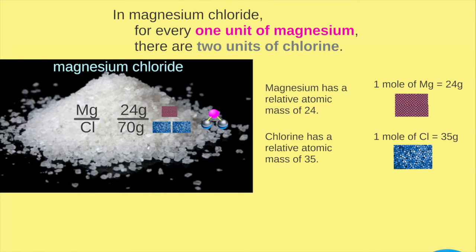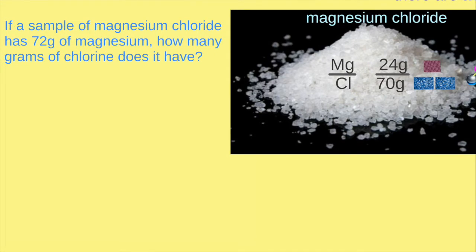Let's look at a chemistry problem that this could help us solve. If a sample of magnesium chloride has 72 grams of magnesium, how many grams of chlorine does it have? Well, we know that the mass ratio of magnesium to chlorine is always 24 grams to 70 grams. And we've been told that we have 72 grams of magnesium. How many grams of chlorine does that mean? Well, once we set up this proportion, we can notice that 72 is 3 times 24. So x has to be 3 times 70. So x equals 210 grams of chlorine.